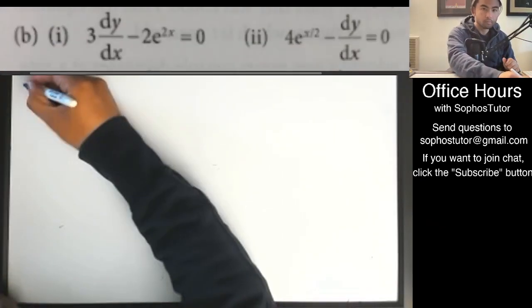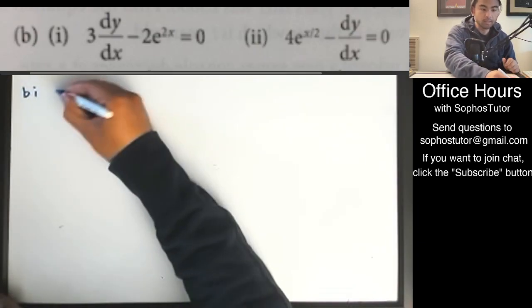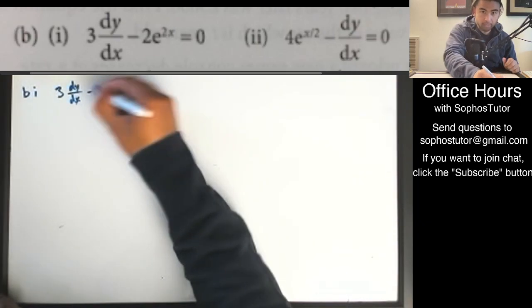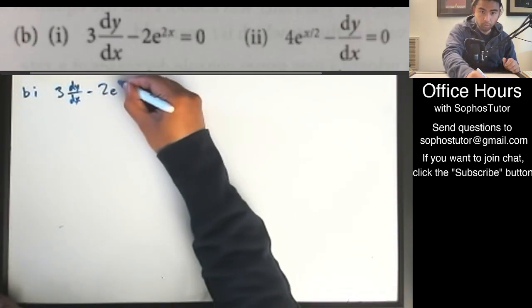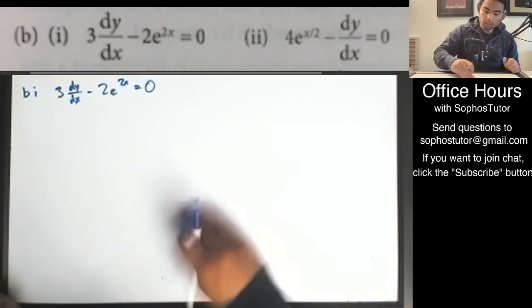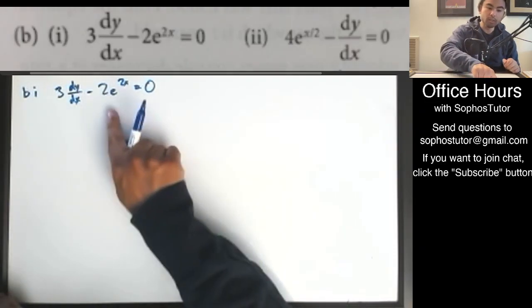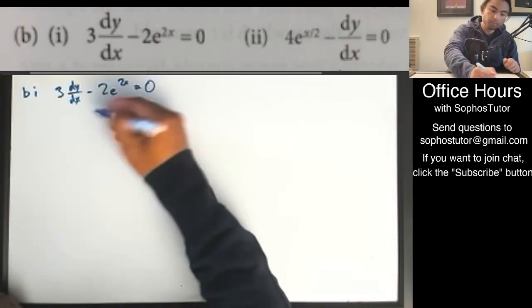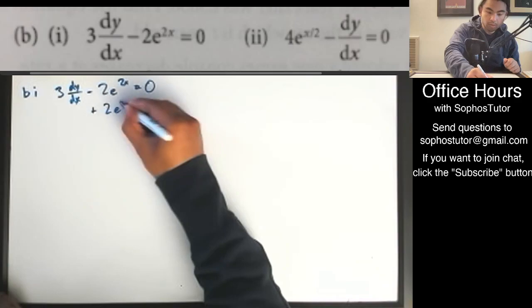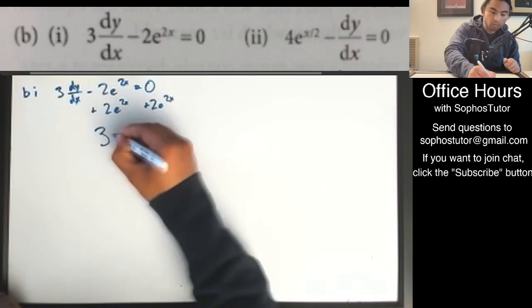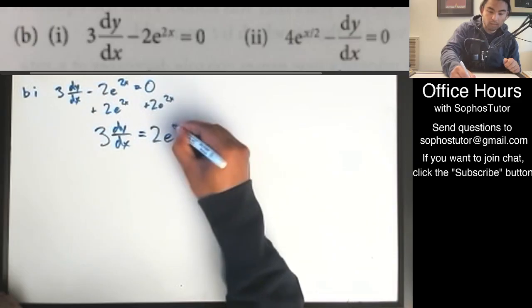Okay, so part B. For B1, 3 dy over dx minus 2e to the 2x equals 0. So we just need to do one extra step. We need to move this 2e to the 2x over to the right side before we multiply by dx. So we're going to just add 2e to the 2x on both sides. So now that will give us 3 dy over dx equals 2e to the 2x.